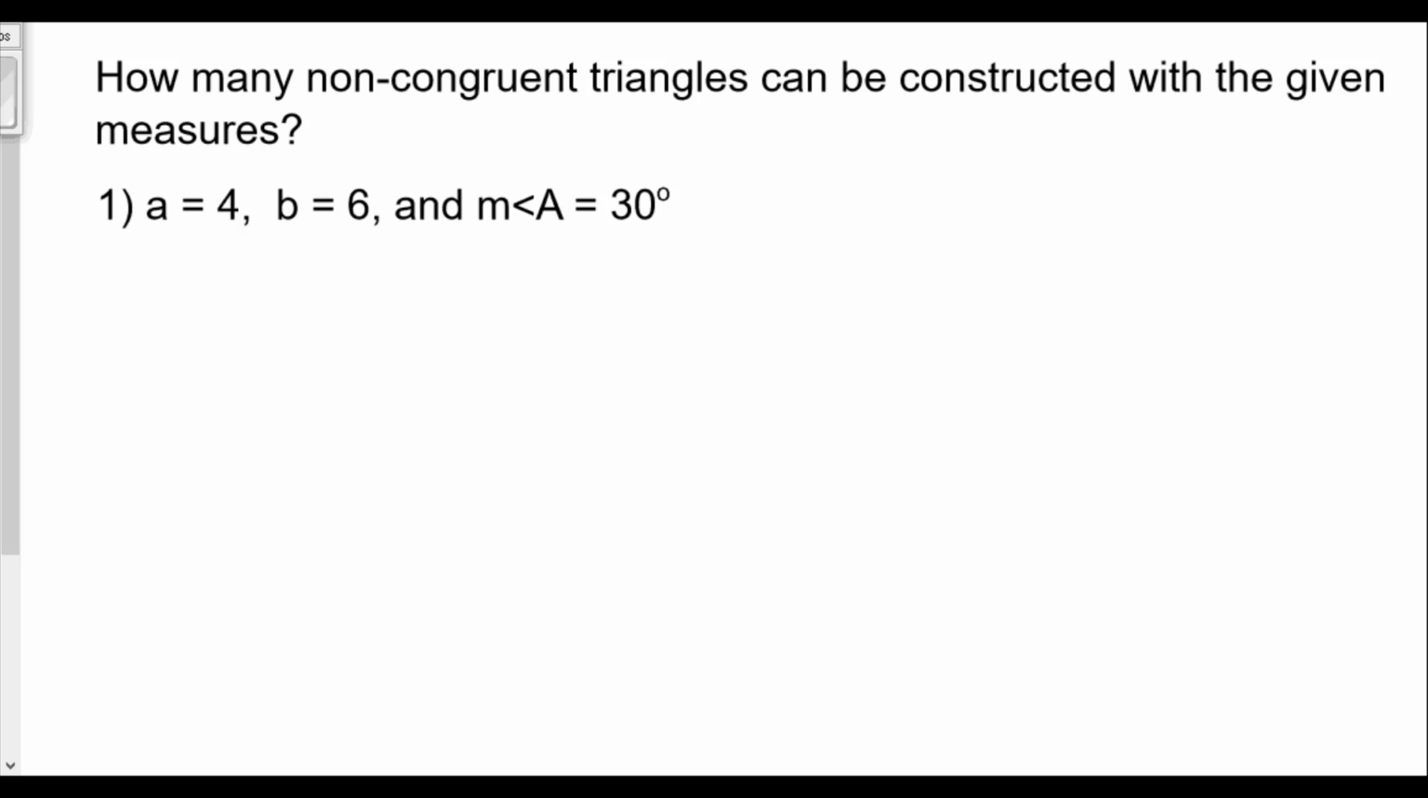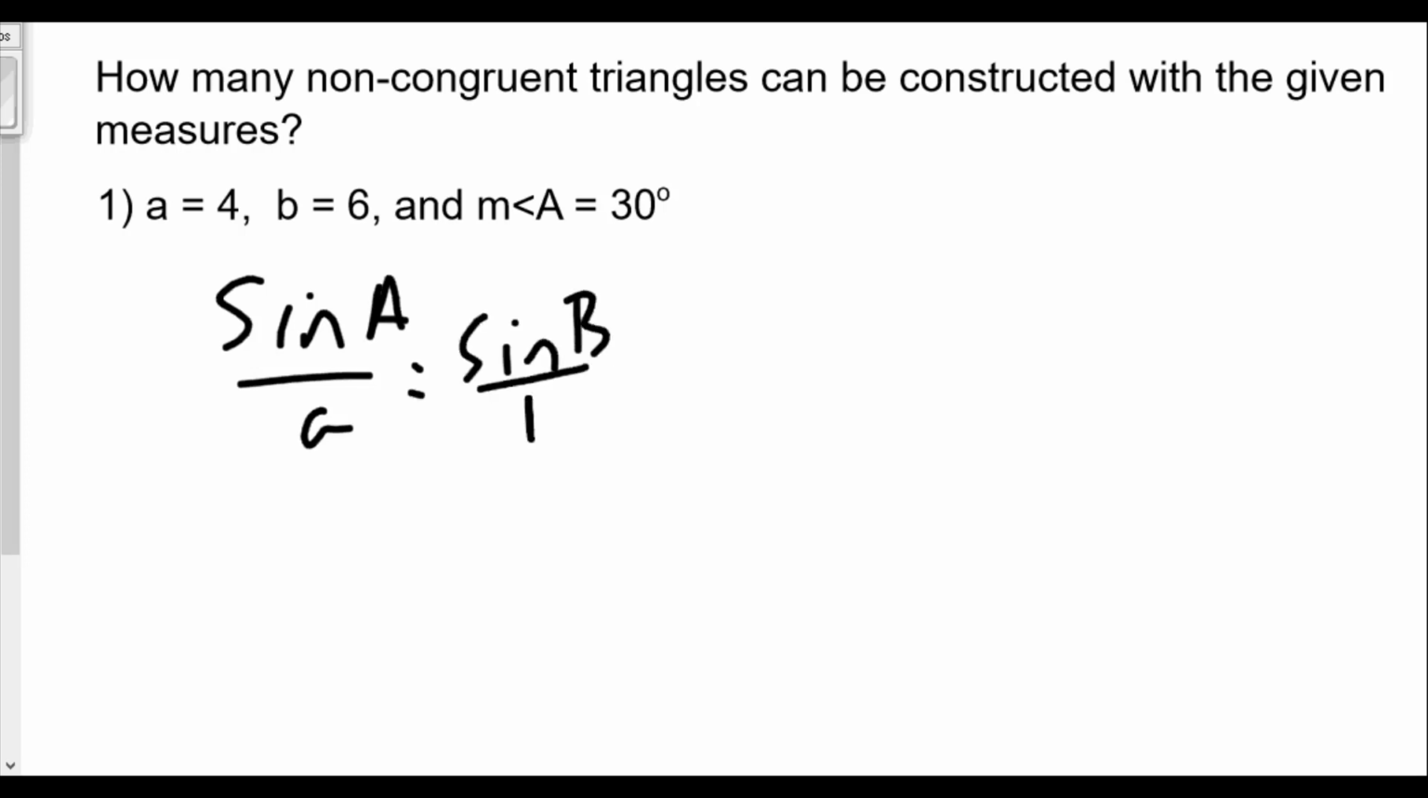So this is the classwork review for the ambiguous case classwork, questions 1, 3, 5, and 7. We're going to try to figure out how many different triangles, non-congruent triangles, can be formed with the given information. Again, it's the law of sines. Here we're going to be using A and B. So the sine of A over a equals the sine of B over b.